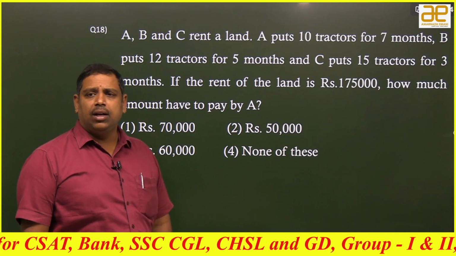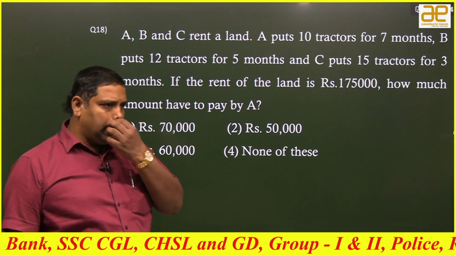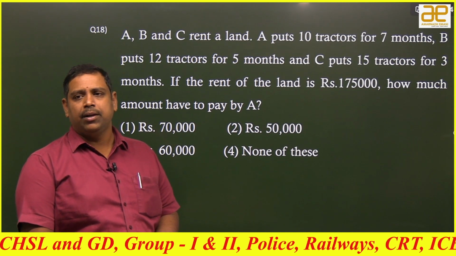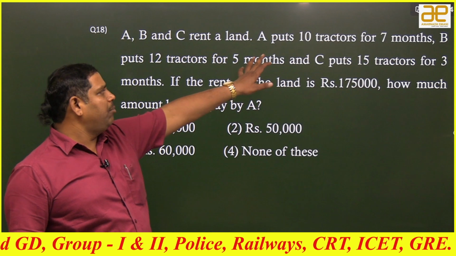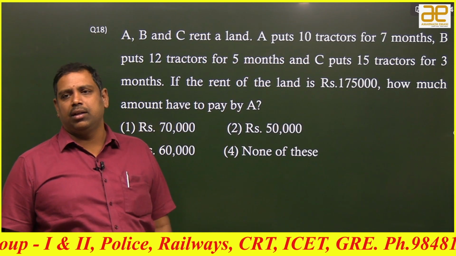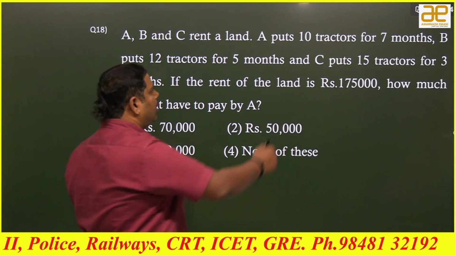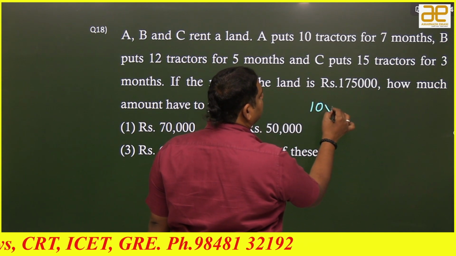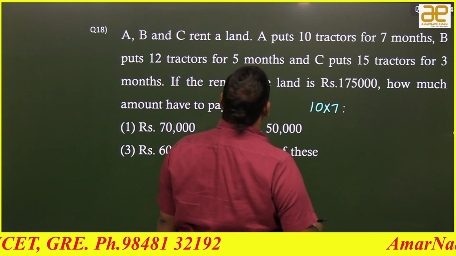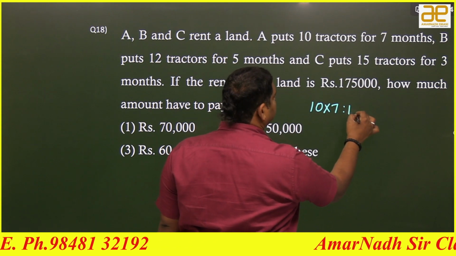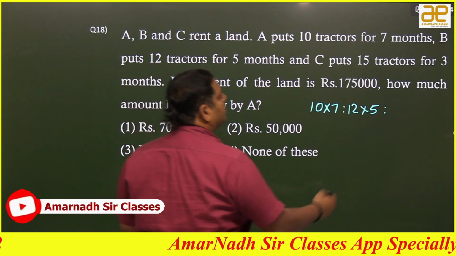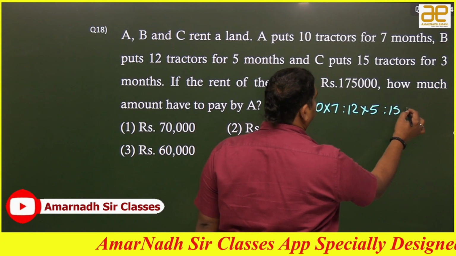If you observe the question, as we discussed, like partnership, we can work out the problems on rent also, right? So here, number of tractors into time period. In this ratio, we have to distribute. So, 10 tractors into 7 months, this is for A, and coming to B, 12 tractors for 5 months, 12 into 5. And coming to C, it is 15 tractors for 3 months, 15 into 3.